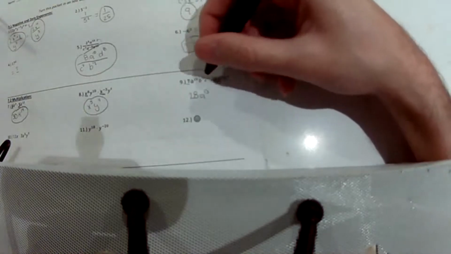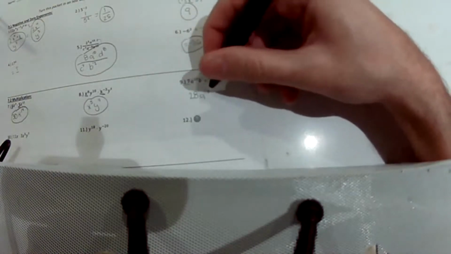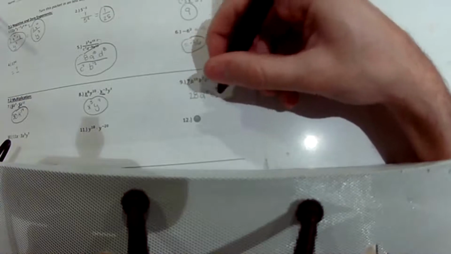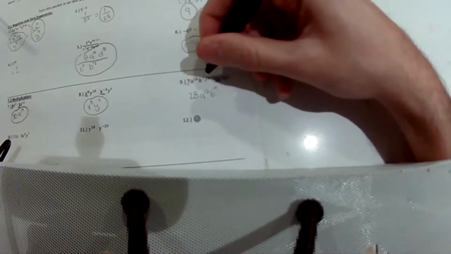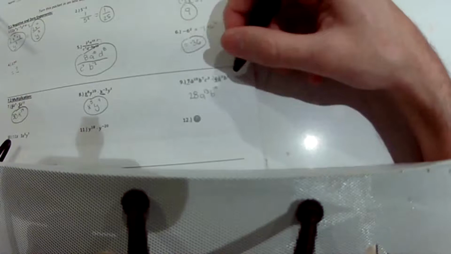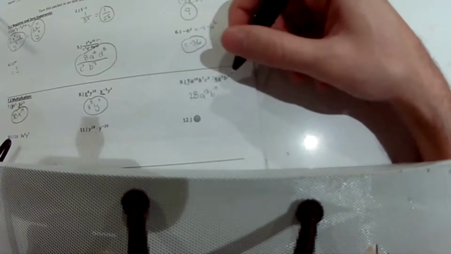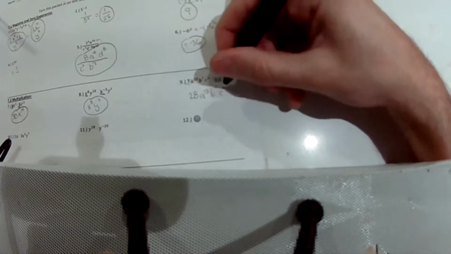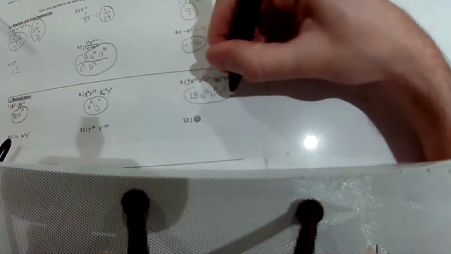I've dealt with the a's, now the b's. B to the 7th times b to the 3rd. You add those, you get b to the 10th. Dealt with the b's, and then there's a c to the 3rd that I can't do anything with. There's no other c's. This isn't raised to a negative power or a 0 power. That's just saying c to the 3rd. Nice.